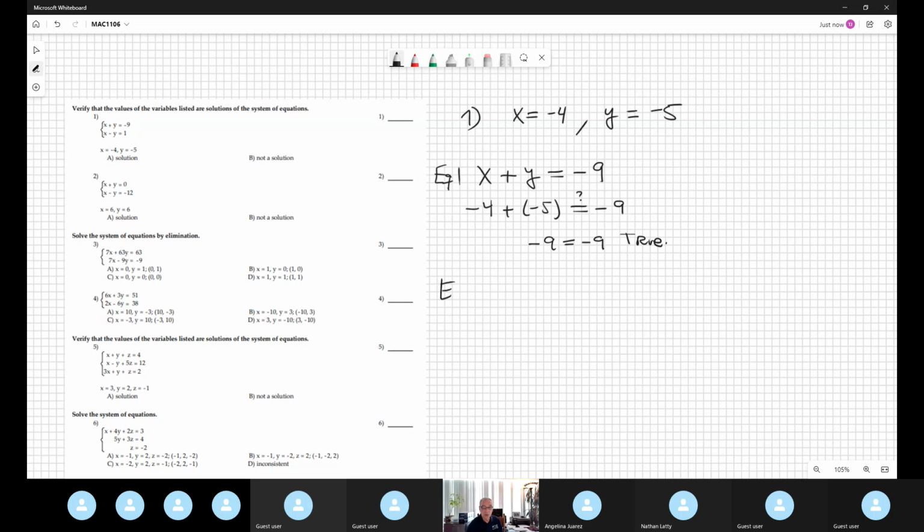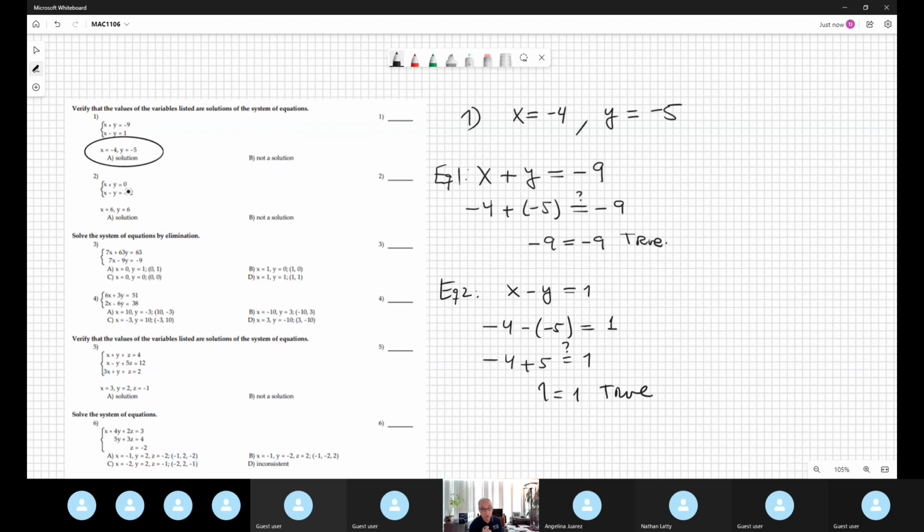Now equation 2 is x minus y equals 1. Be careful with the sign, guys. x is negative 4, minus 5 is y. Should be 1. This is minus 4, and double minus becomes positive. Equals 1? I ask this question. 5 minus 4 is 1. 1 equals 1. It's true again. Both true. So it is a solution. Do you understand very well?